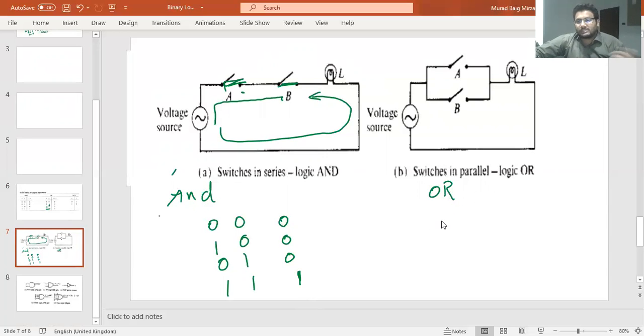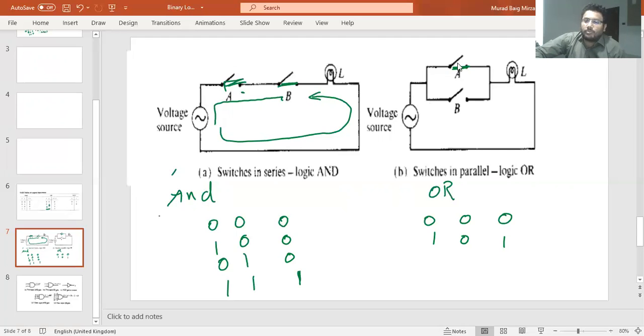Now the same electrical circuit shows the working of the OR gate. Let's say A is open, A is 0, and B is 0. What happens? The bulb will not light up, so the answer is 0 here. If A is 1 and B is 0, what will happen? If A is closed, the current will come from here, take this path, go through the bulb and return to the battery, enabling our circuit. Our answer will be 1 because we have light coming from the bulb here.